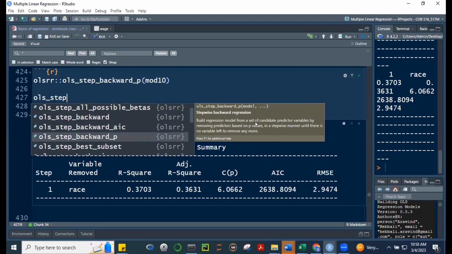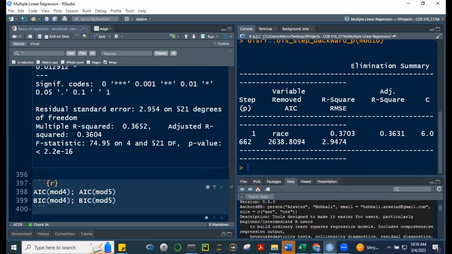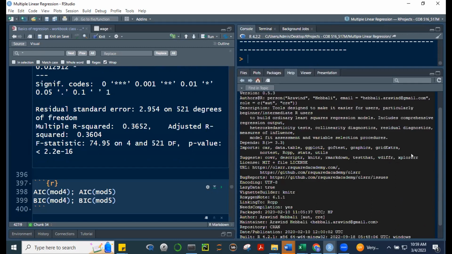Build regression model from a set of candidate predictors by removing predictors based on P values in a stepwise manner, no? Until there is no variable left to remove anymore. Ito yung ginagawa niya. Okay, pero okay, sige. Let me see. Punta tayo sa ano, sa help natin dito.